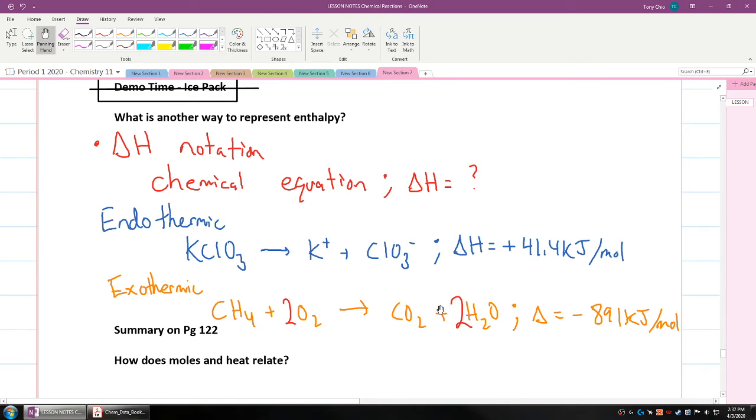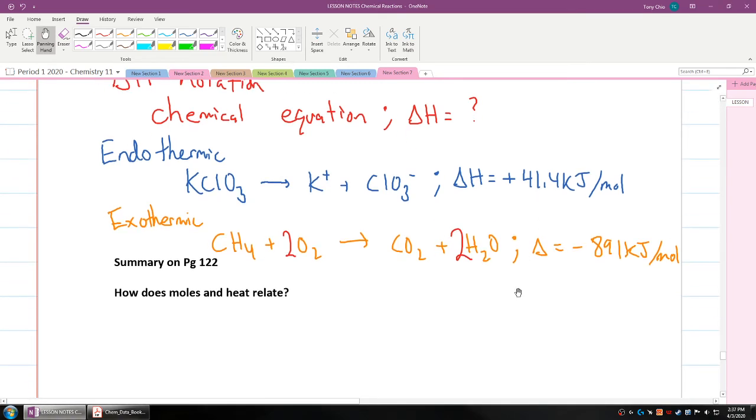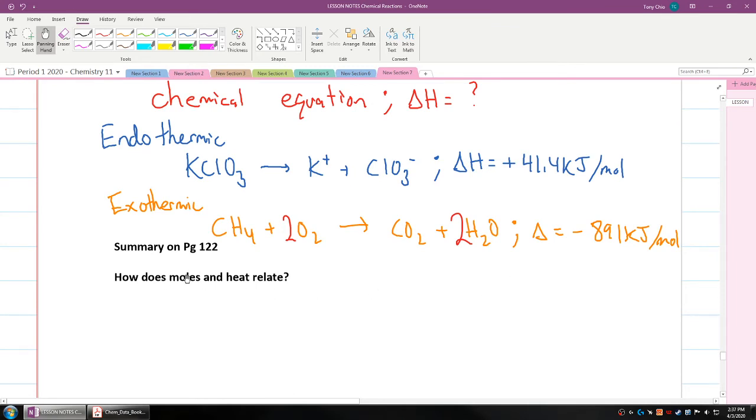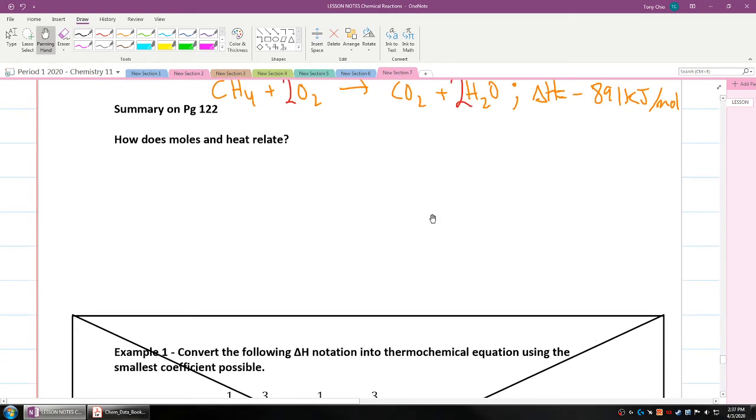So how do moles and heat relate? What does all this have to do with anything we studied? Well, we know how to calculate different things with moles. But now, look at this, our delta H notation now has a conversion factor. This is kilojoules per mole. That's a conversion factor. So we have a new conversion factor.